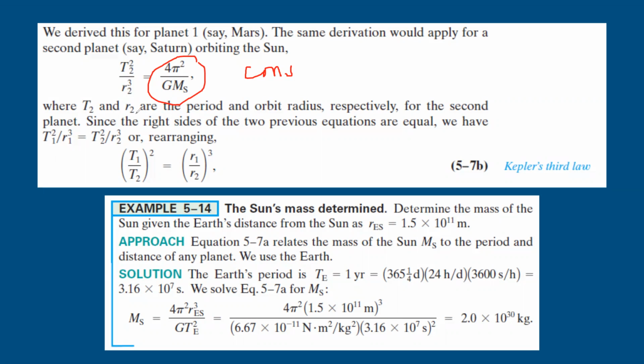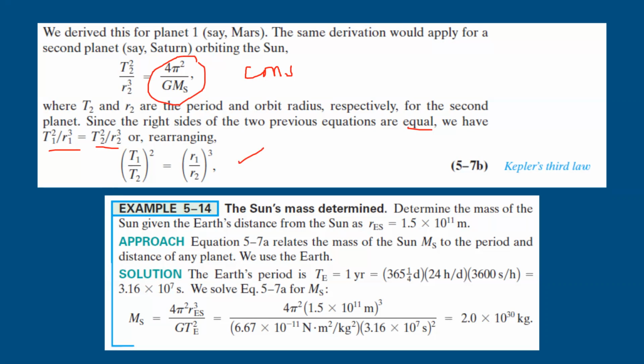For the second planet, since the right sides of the two previous equations are equal, these equations are equal for all the planets, because the mass of the sun is the same, G is constant, and 4 pi squared is constant. So you can do that with the rest of the planets. So that's why we can have this.